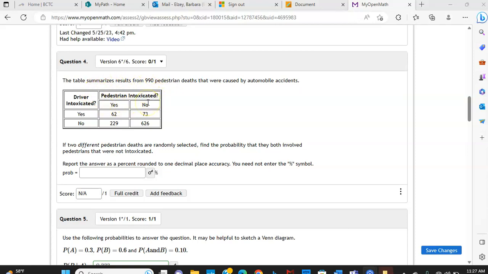And then the ones that are not intoxicated are in this column that says no. So there's 73 plus 626. There is 699 who are not intoxicated. So our probability that one person was selected that is not intoxicated was 699 out of 990. Now let's write that down.